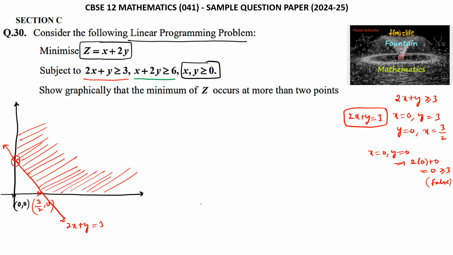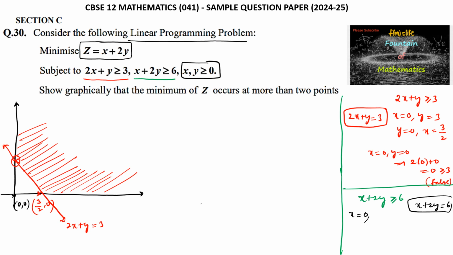And now let us see another one. x plus 2y greater than or equal to 6. For the equation of the line x plus 2y is equal to 6, when x is equal to 0, we can say y is equal to 3. And when y is equal to 0, x is equal to 6. So let's mark these 2 points.